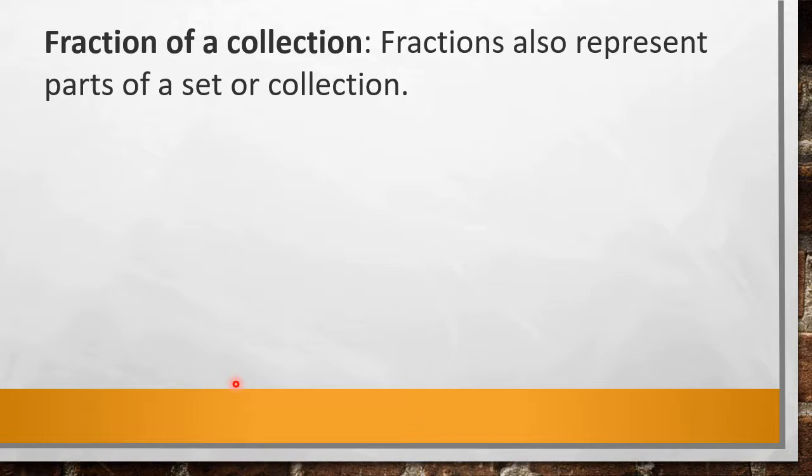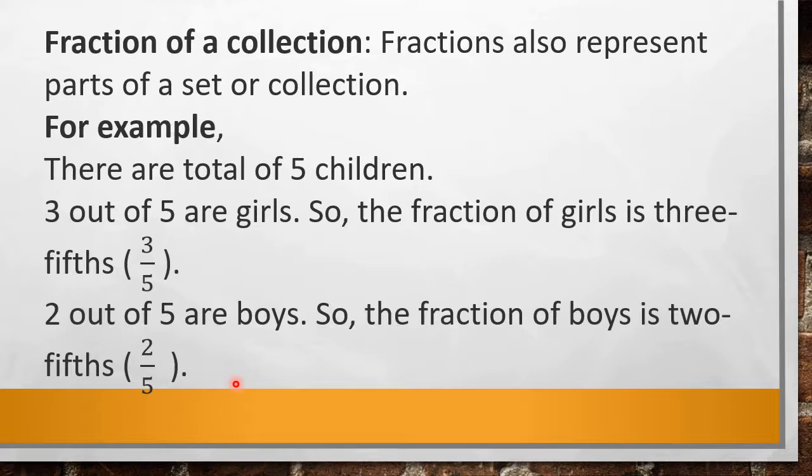Fraction of a collection. A fraction also represents parts of a set or a collection. Let us see one example. Here there are a total of 5 children. So 3 out of 5 are girls. So the fraction of girls is 3/5. In this bracket you can see it is written as 3/5. So we read it as 3/5 girls are present.